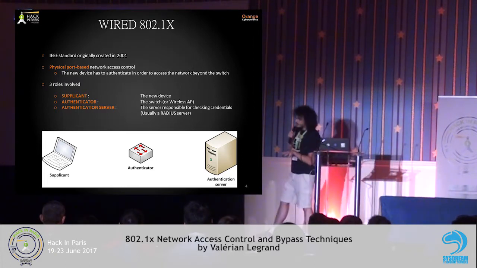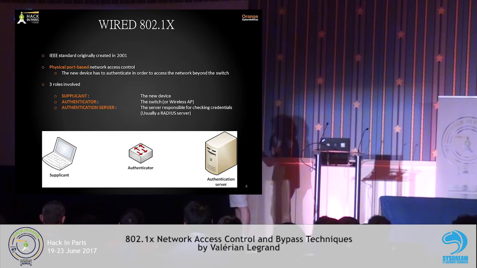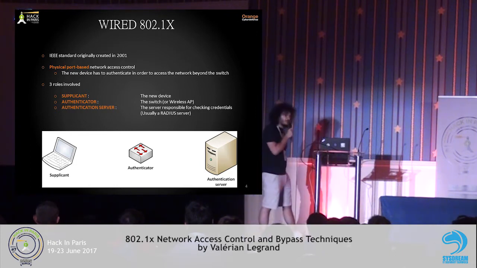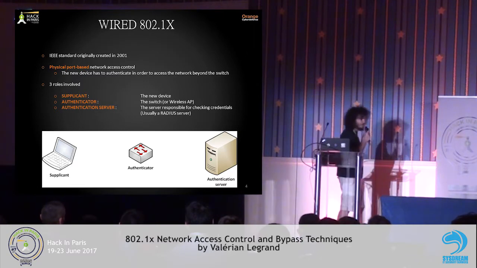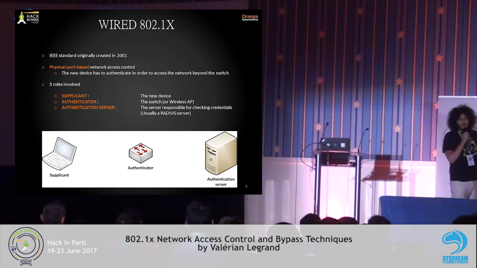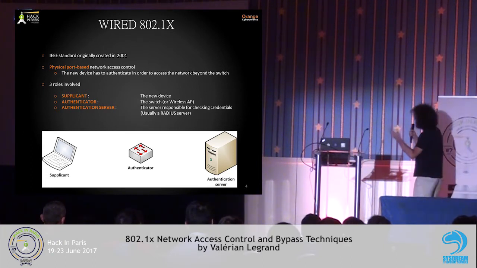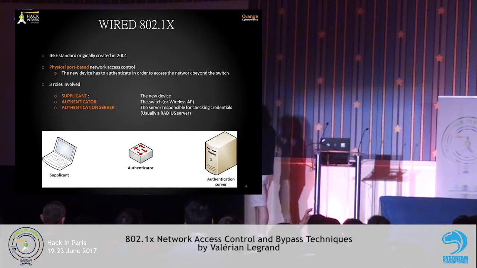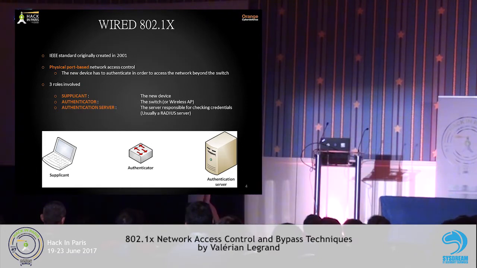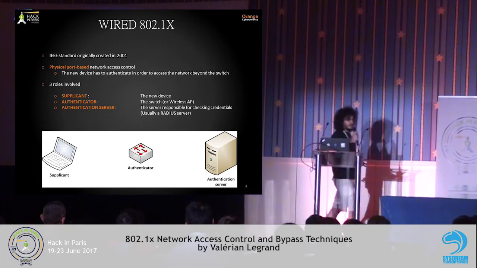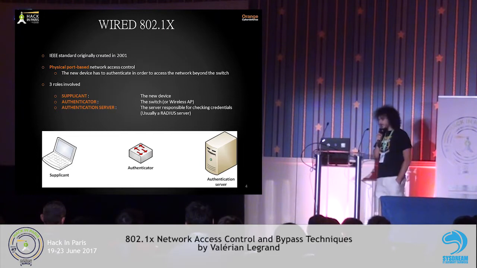In a typical .1x architecture, you have three different parties, three different roles involved. The first one is the simplest one. It's called the supplicant. Basically, it's just a new device willing to connect. When you plug your workstation into the wall, your workstation is a supplicant. When you plug in a printer, it's the supplicant. So this is the device that will authenticate itself against .1x protection.